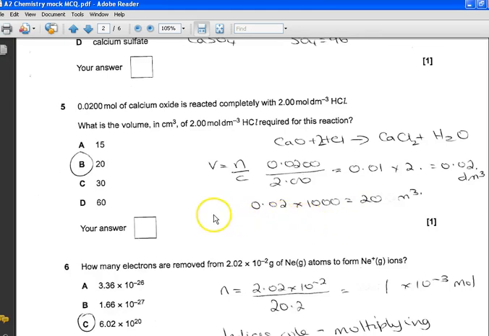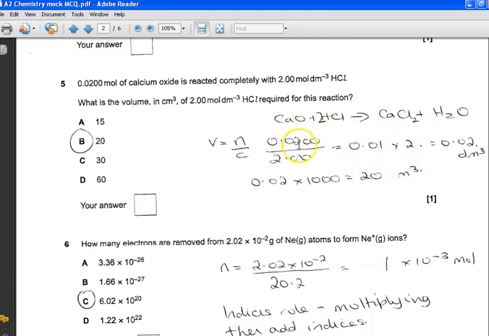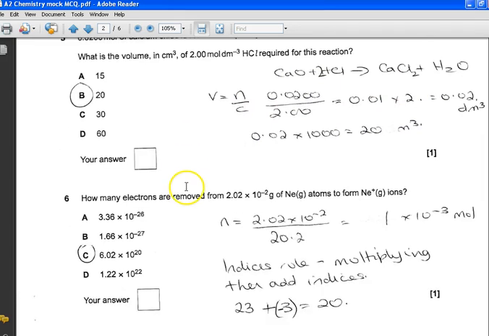Question 5 gives you some values of HCl reacting with calcium oxide, asking you what volume of HCl is required. So obviously you need to write the equation so that you know the ratio. Quickly scribble out the equation, and then you can work out your volume, number of moles over concentration. So yeah, equation, number of moles, work out your volume.